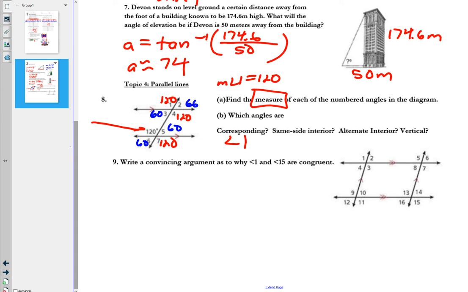What is same side interior with 120? Angle 3. It's on the inside. Look at your paper. What's alternate interior with 120 that they gave you? Four. And what's vertical with a 120? 7.